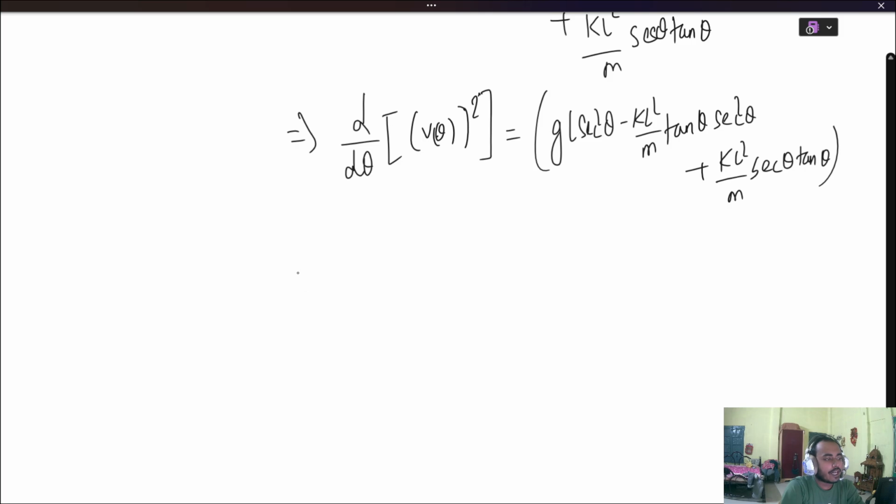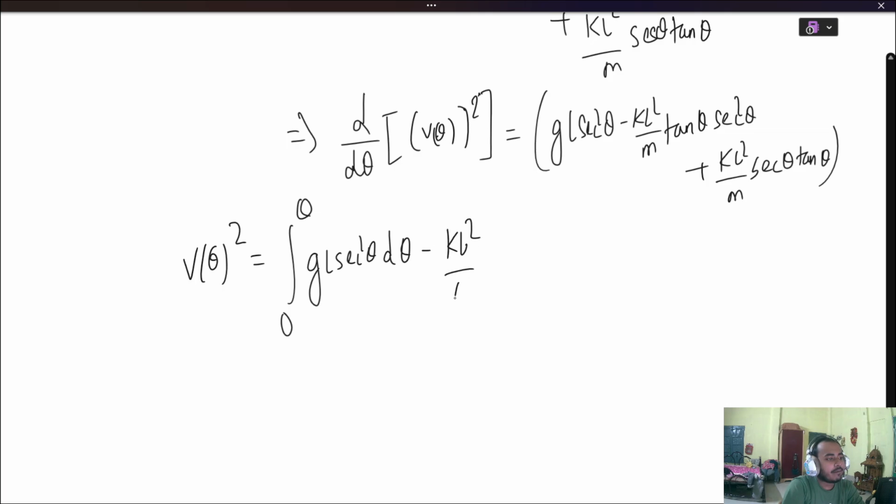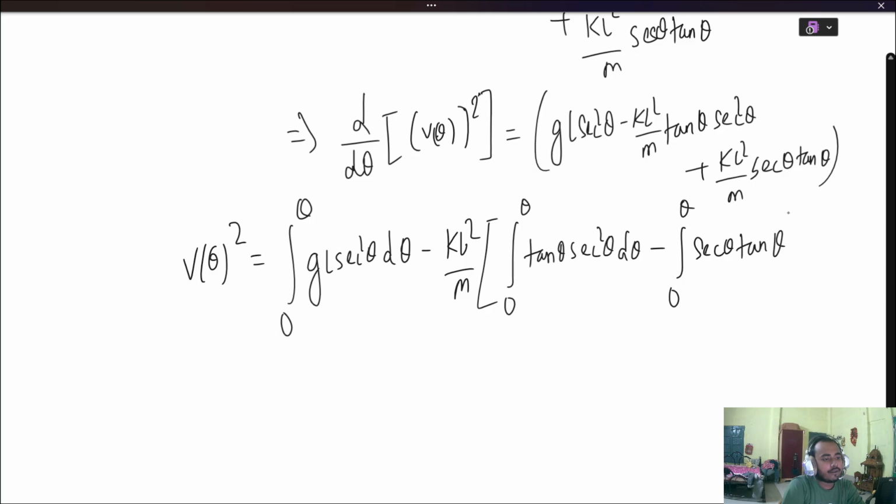Now, integrate both sides from 0 to θ, and the left hand side would simply become v(θ) whole squared, and the right hand side would look something like this: integral from 0 to θ of GL sec² θ dθ minus KL²/M. Let's take this common, and inside we write integral from 0 to θ of tan θ sec² θ dθ minus integral from 0 to θ of sec θ tan θ dθ. This is your expression.